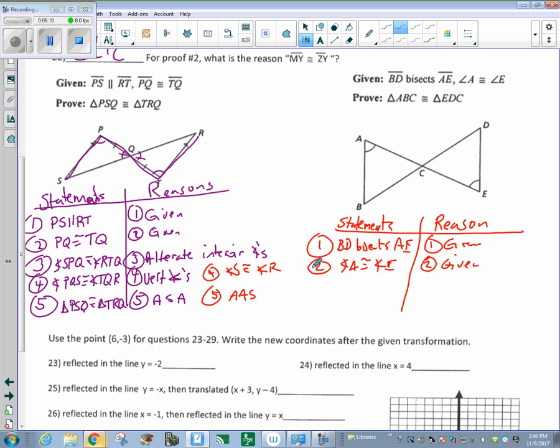So I'm going to use the information that they told me in step 1 for my next one, that BD bisects AE. So this line BD cuts AE in half. So what I know is that this piece is congruent to that piece. So I know that AC is congruent to CE, not by midpoint, but by segment bisector. Definition of segment bisector.